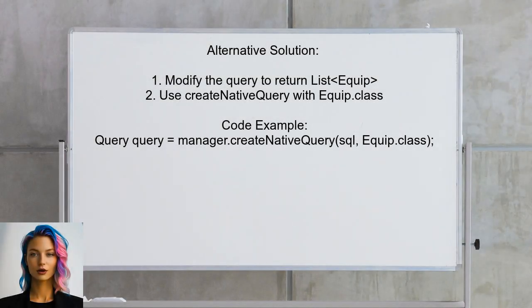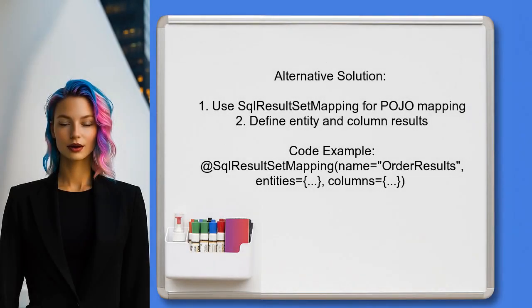An alternative solution suggests that the query returns a list of objects, specifically a list of object arrays. To resolve the class cast exception, you can modify your query to return a list of equip objects directly. This can be done using the createNativeQuery method with the equip class as a parameter. If you're using JPA 2.1 or later, consider using SQL result set mapping to map your SQL results directly to your POJO classes. This allows you to define how the results should be mapped to your entity fields.